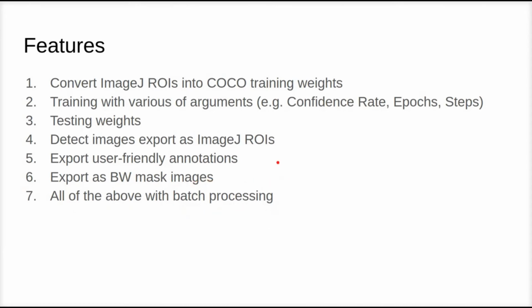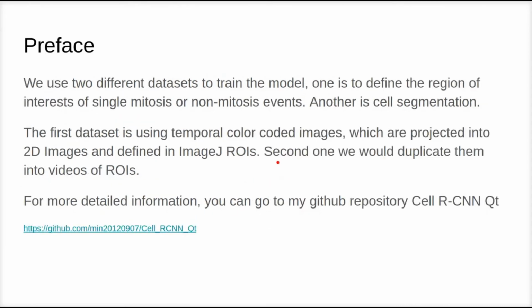We are using two different datasets to train the model. One defines the regions of interest of single mitosis or non-mitosis events, and the other is the cell segmentation. The first dataset uses temporal color-coded images, which are projected into two-dimensional images and defined in ImageJ ROI. For the second one, we duplicate the events into videos. For further information, you can go to my GitHub repository, segmentation.